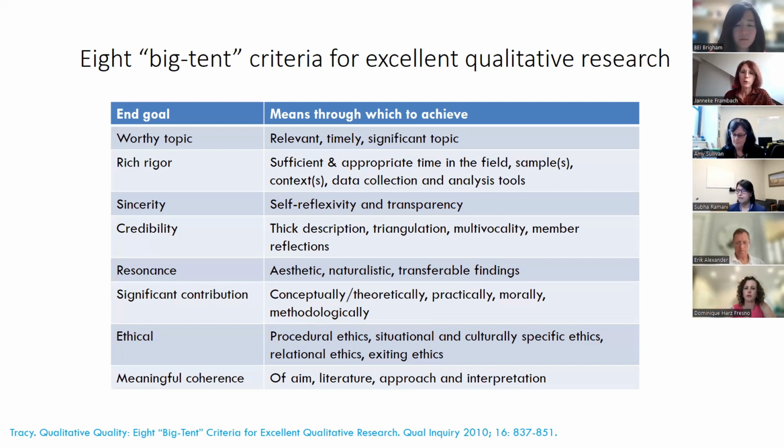The third end goal would be sincerity or authenticity, meaning it should be clear where your findings come from. And that means being transparent about your own assumptions about the phenomenon. So reflexivity, and being transparent about how you moved from the words of your participants to the findings, the themes, or the conclusions that you drew. And reflexivity is key in this process.